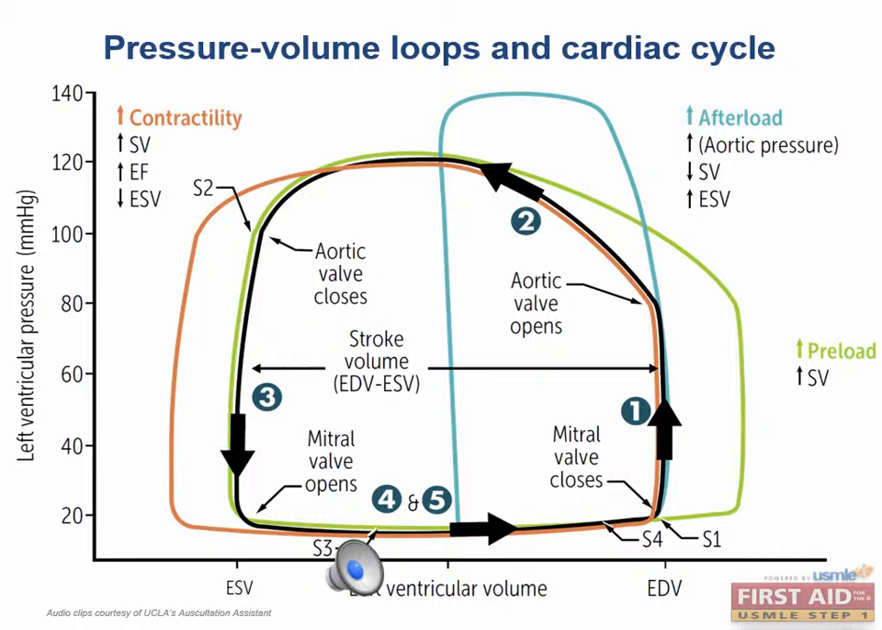Now as we continue to travel along this way with the black arrow, we see another arrow pointing to S4. Now we said that S3 could occur in the early rapid diastolic filling period. So when do you think this S4 can be heard? It occurs in the late or reduced diastolic filling period.